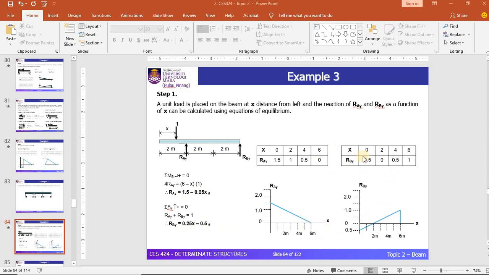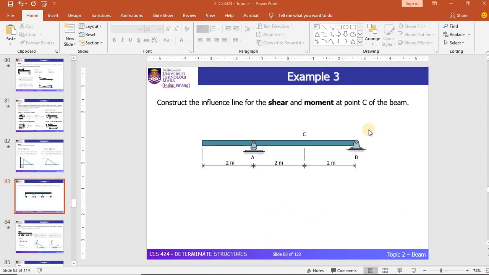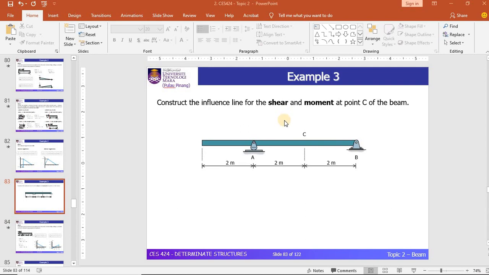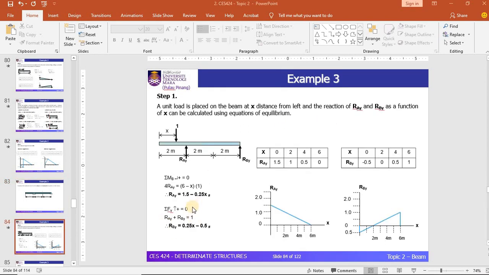And again, this particular diagram is not necessary to draw, since in this example we need to develop the ILD for the shear and moment, unless the question asks to develop the ILD at the support. So this particular diagram needs to be shown in the answer script. Okay, but here we want to draw the shear and moment ILD at point C. But okay, the first thing that you need to do is draw this particular diagram and find out the reaction at the support.